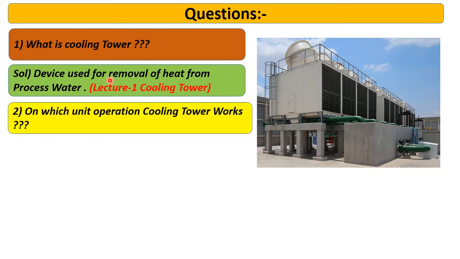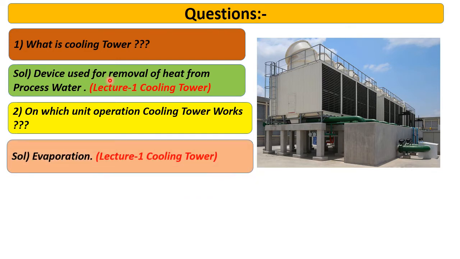Next is, friends, on which unit operation does cooling tower work? Friends, cooling tower works basically on evaporation. So evaporation is the unit operation on which cooling tower works. I have discussed it in very detail in my lecture 1 of cooling tower. Those who have missed that lecture can go through that lecture.